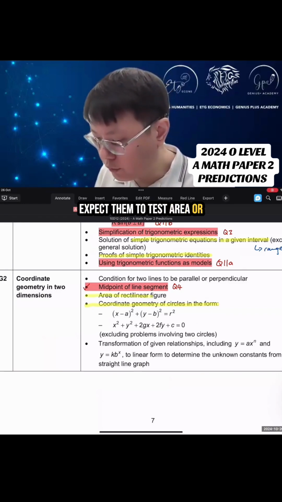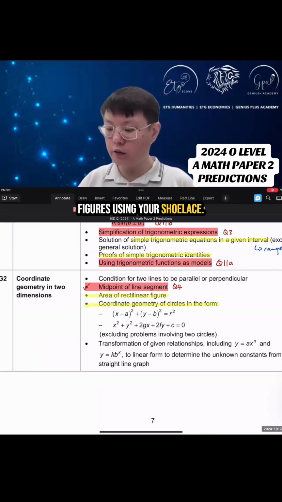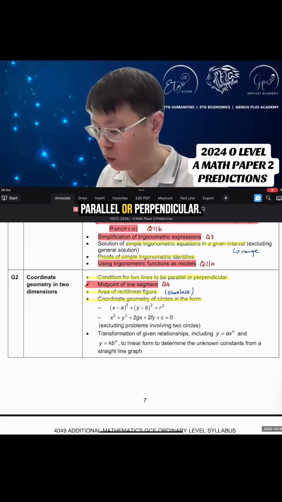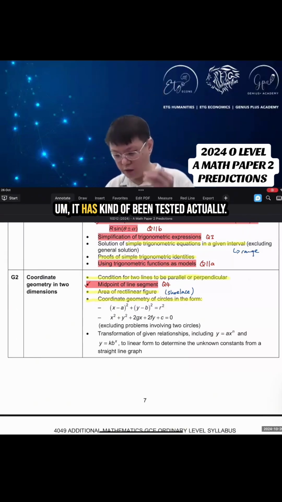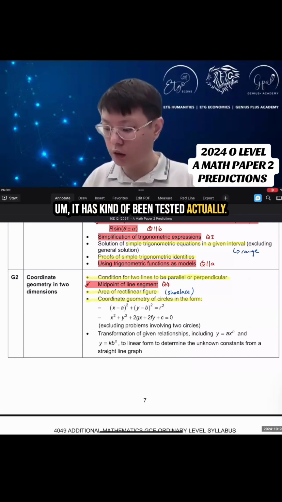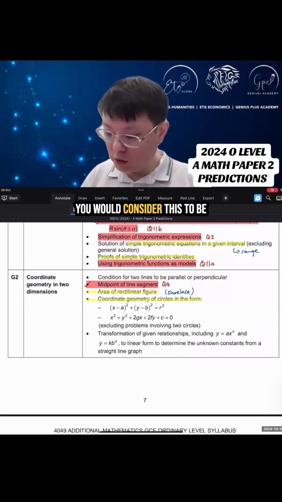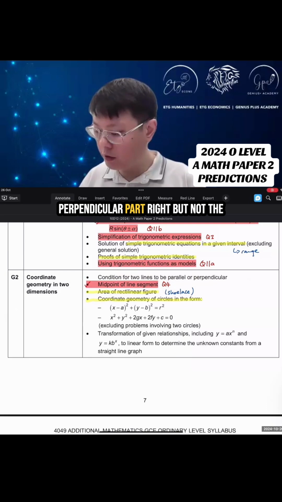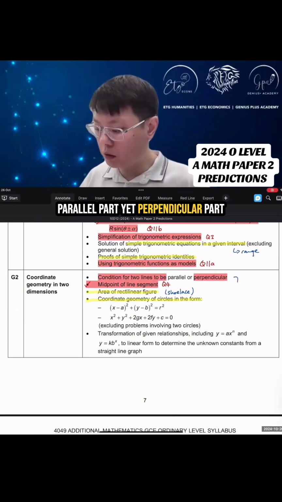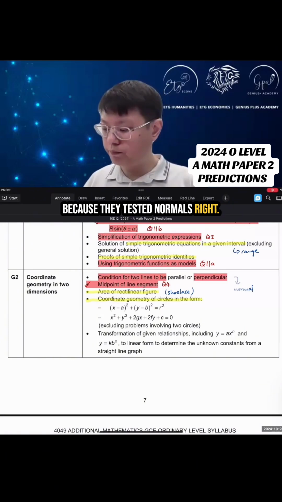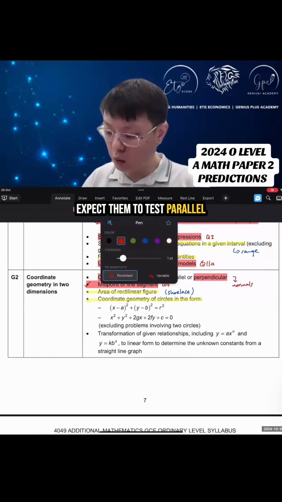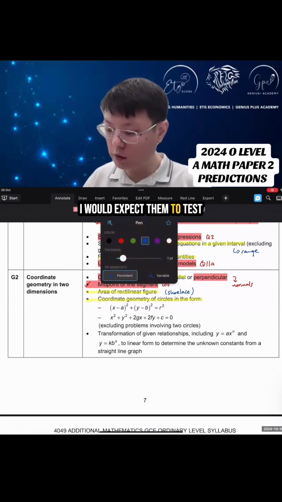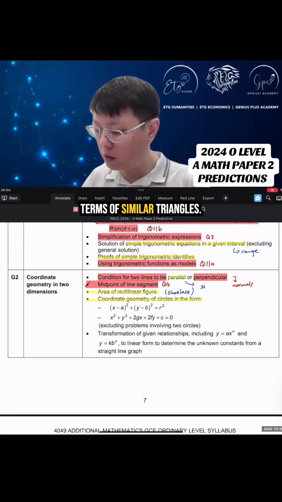Expect them to test area of figures using your shoelace. Expect them to test condition for whether lines are parallel or perpendicular. It has kind of been tested, actually. You would consider this to have been tested specifically, right? But not the parallel part yet. The perpendicular part, because they tested normals, right? Expect them to test parallel, probably, but in terms of what? I would expect them to test it in terms of similar triangles.